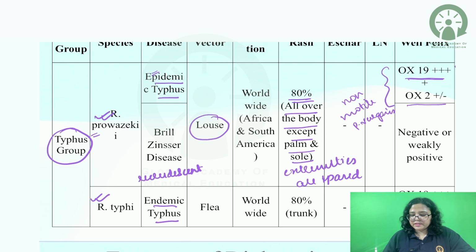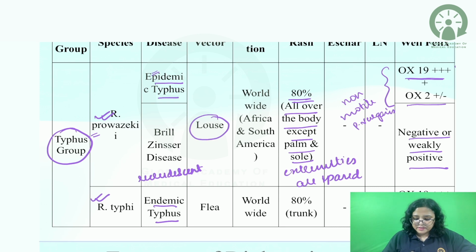So in case of Brill-Zinsser disease, it is after several years of infection by Rickettsia prowazekii epidemic typhus, the patient may again be presenting with features of this fever, typhus fever, epidemic typhus. But in this case, since antibody has fallen due to waning immunity, the Weil-Felix is negative or weakly positive. So in the typhus group, we have discussed Rickettsia prowazekii, epidemic typhus and Brill-Zinsser disease.